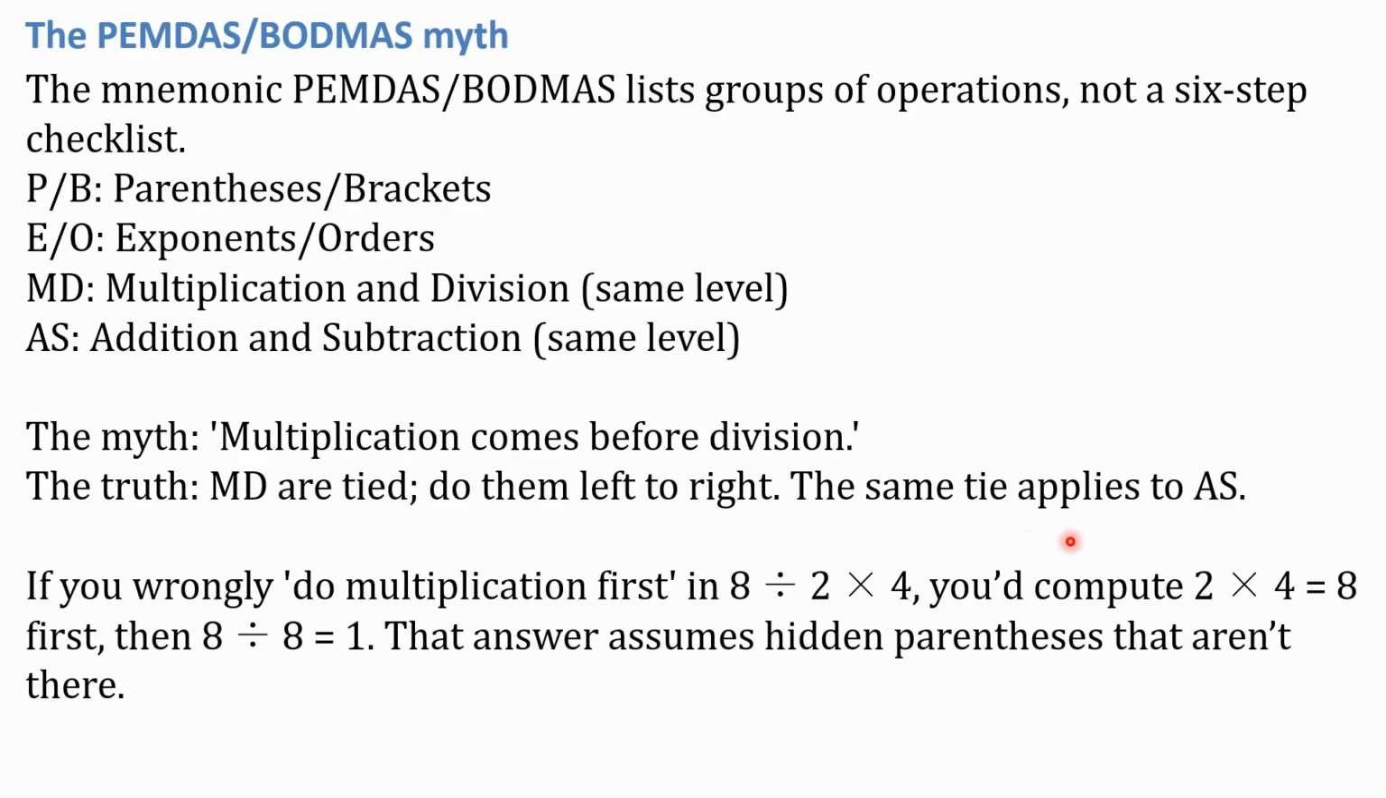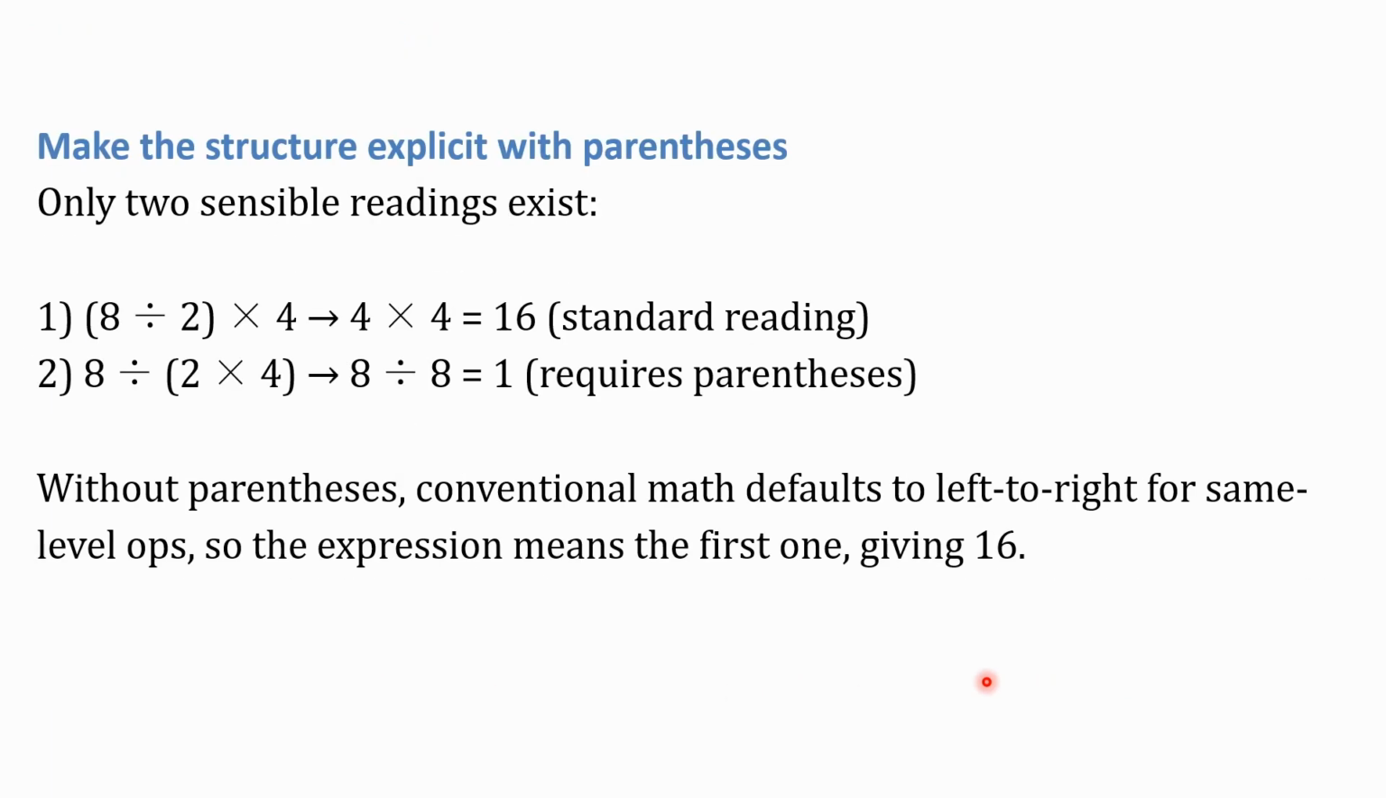The same tie applies to the A and S. Again, addition and subtraction are equivalent. If you wrongly do multiplication first in 8 divided by 2 times 4, you'd end up computing 2 times 4 is 8 first, then you'd have 8 divided by 8 equals 1. Well, that answer assumes hidden parentheses that aren't there.